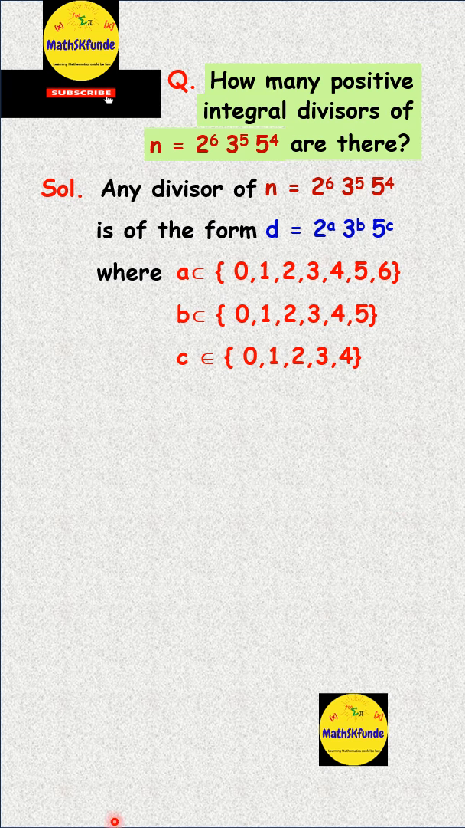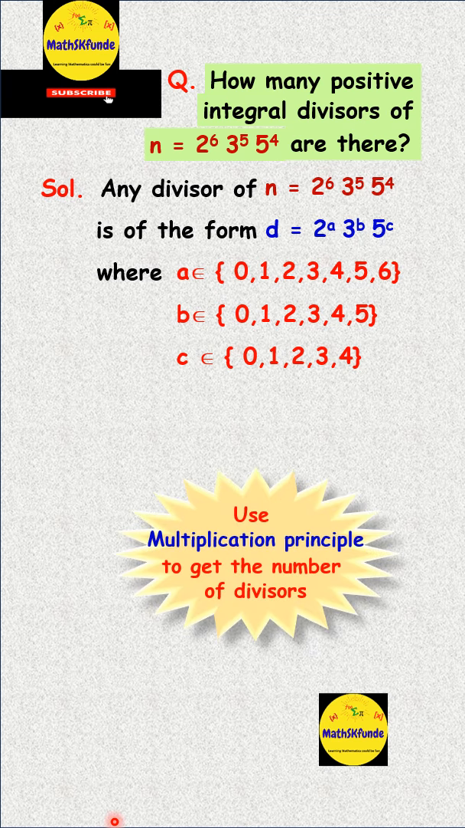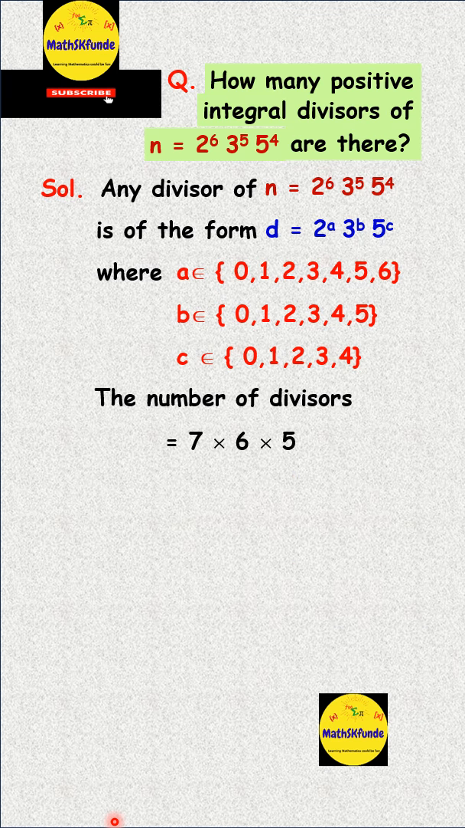So we can now use the multiplication principle, and the multiplication principle will tell me how many divisors are there. The multiplication principle tells that I need to multiply 7 into 6 into 5. From where am I getting these 7, 6, 5? These are the possible ways in which A, B, and C can be selected respectively. So the total number of divisors, which is our requirement, is nothing but 210. That is the final answer.